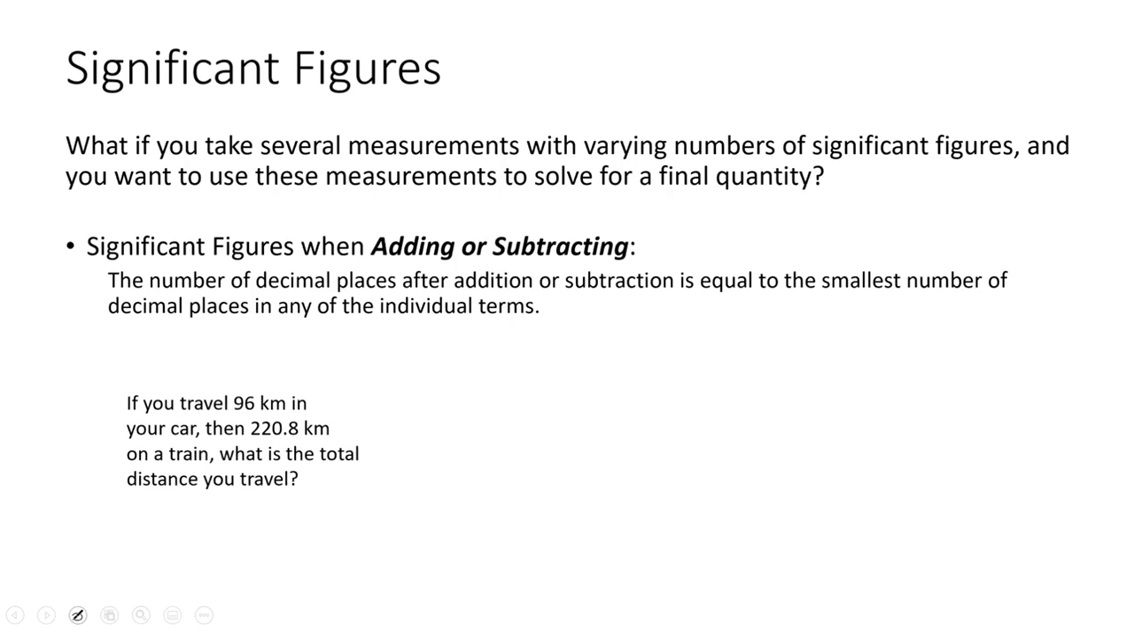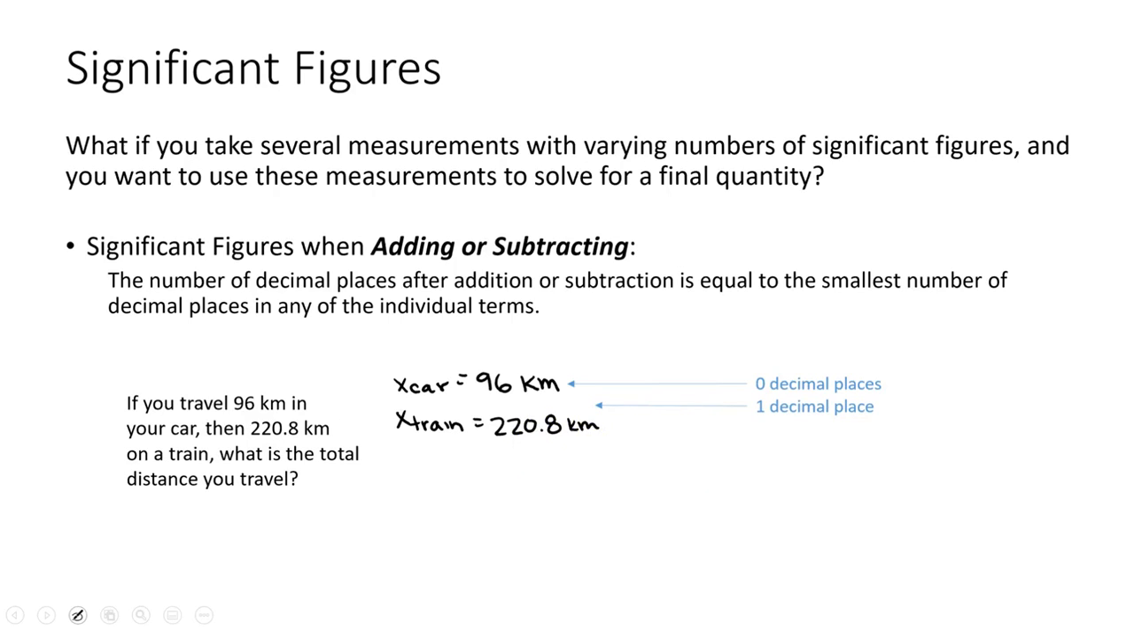You travel 96 kilometers in your car, then 220.8 kilometers on a train, and what is the total distance you travel? Okay, so to solve this one, I'm going to say x car is 96 kilometers. Let's take a look at how many decimal places that has. It's a whole number, it has no decimal places, so I would say it has 0 decimal places. Next, let's write out x train. Okay, and it has 220.8 kilometers. And so here I can see I have 1 decimal place.